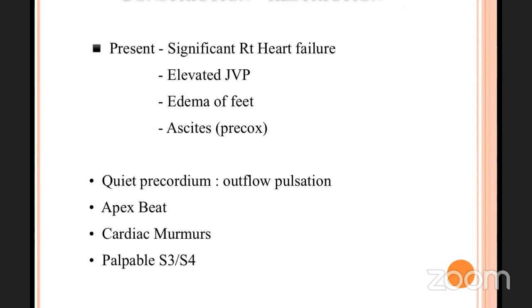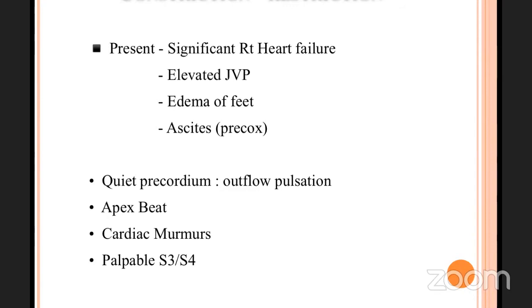An important physical sign is, by and large, in constrictive pericarditis, there are no audible cardiac murmurs. Mark the words audible cardiac murmurs. This is totally different from what you get on the echocardiogram, wherein they say there may be mild MR, mild TR, all kinds of things. But from the clinical point of view, in constrictive pericarditis, classically, there are no audible murmurs.